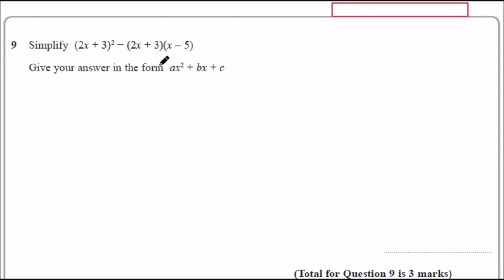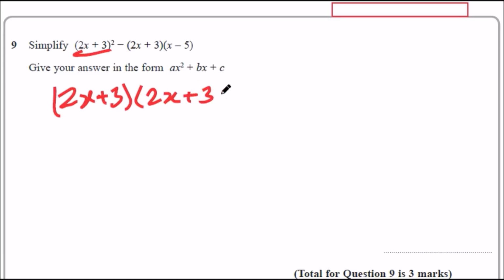So back to some more algebra, which I love. Simplify the following expression. So this is a quadratic, isn't it? Give your answer in quadratic form. Okay, guys, so good luck with this. Let's have a go. Let's expand the square bracket. The square bracket indicates that we're dealing with 2x plus 3 and 2x plus 3 again. So we have this, plus 3 times 2x plus 3. And then once we work that out, we're going to minus it against 2x plus 3 times x minus 5.